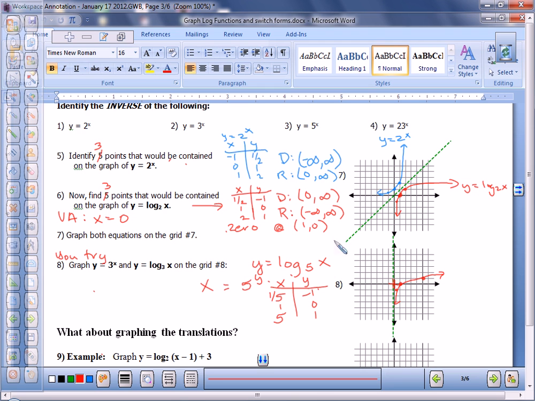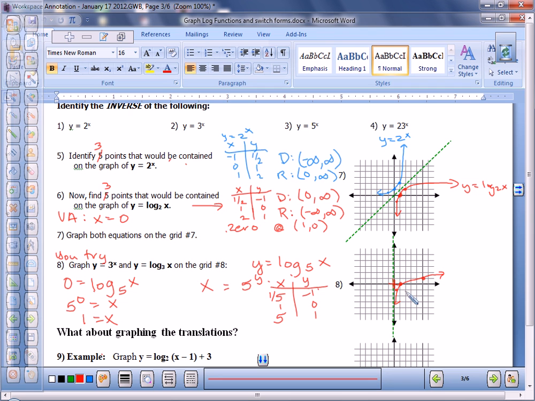So what we would do is we would plug in 0 for y and then just switch forms. So we get the base raised to the exponent equals the answer. What is 5 to the 0? 1. What was the 0 on this graph? 1. Does that make sense? Okay, now let's do the next one together.